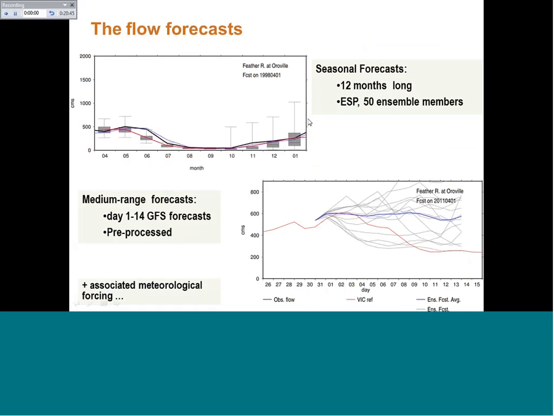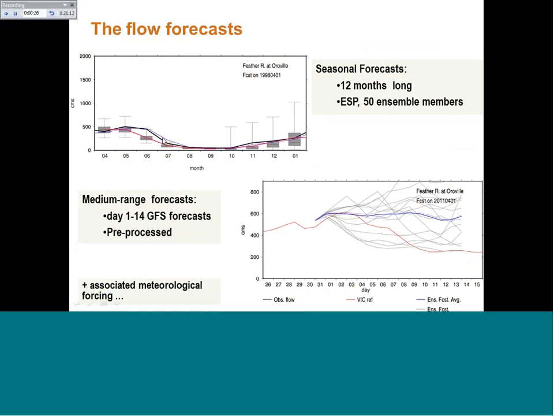So from this, we've been generating flow forecasts. The seasonal forecast, this is just to give you an example. We're providing a time series at a daily time scale, 12 months long, with 50 ensemble members. Just to give you an example, this is a forecast issued on April 1st. The black is the observation, the red is the ensemble forecast, and the blue is our best forecast.